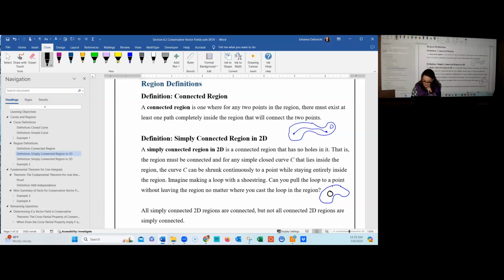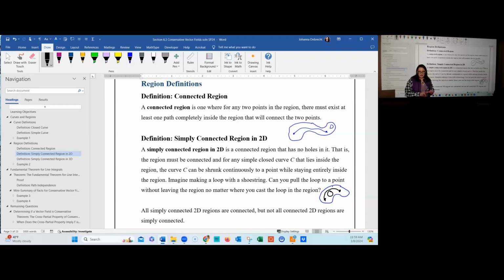The reason it's connected is I can still get from a point here to a point here by going around the hole. But it's not simply connected because I can't take a shoestring, and I've got a shoestring right here, I can't take a shoestring and wrap it around, no matter where I put the shoestring inside of D, and cinch it to a point without going through that hole. And that means it's not simply connected. For 2 dimensions, the rule is simply connected regions do not contain holes.